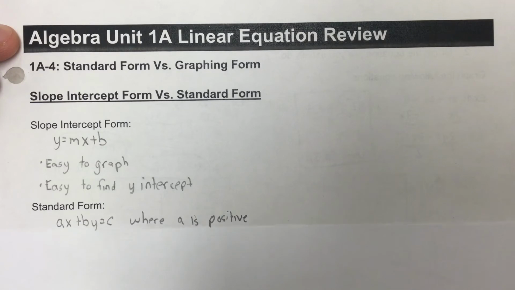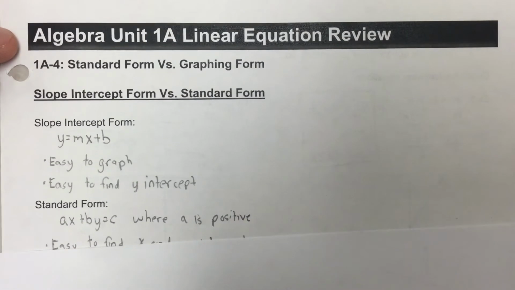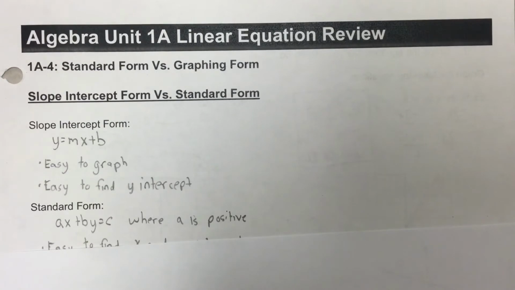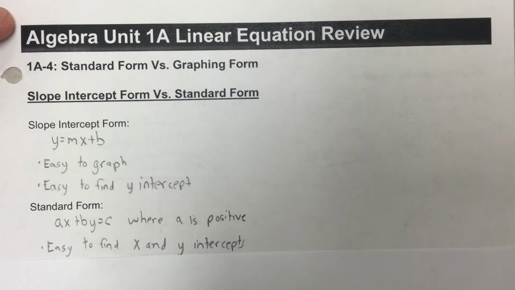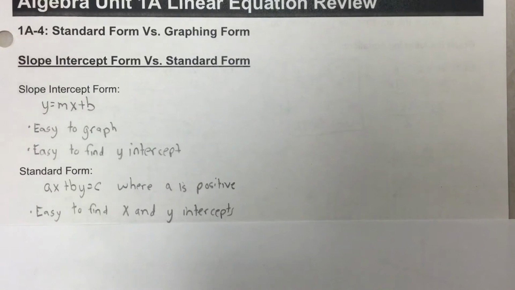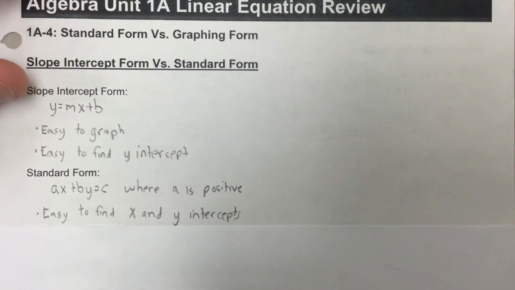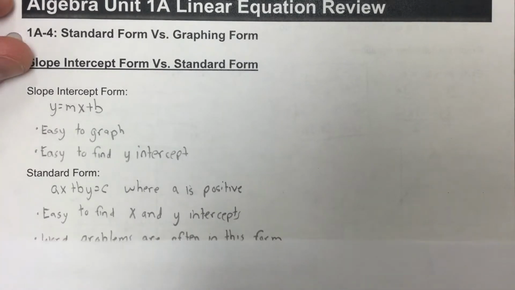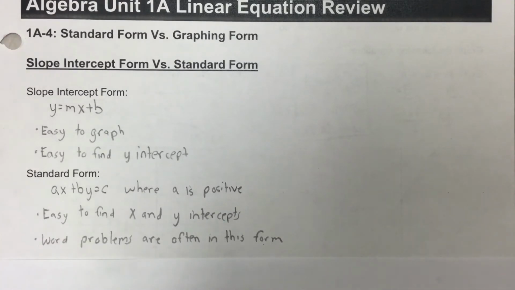Standard form is the equation ax plus by equals c, where a has to be a positive number. The reason why you'd want an equation in the standard form is because it's easy to find the x and y intercepts. We'll talk about intercepts tomorrow, but trust me on this. And the other reason is word problems are often going to be easier to be in this form.